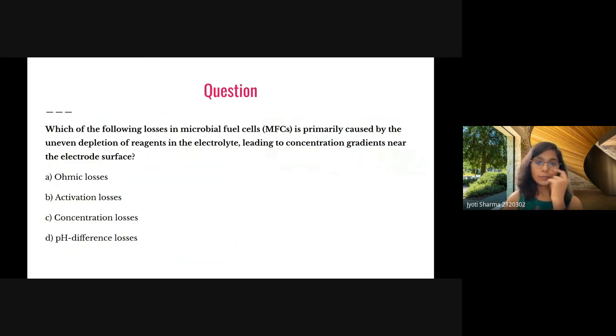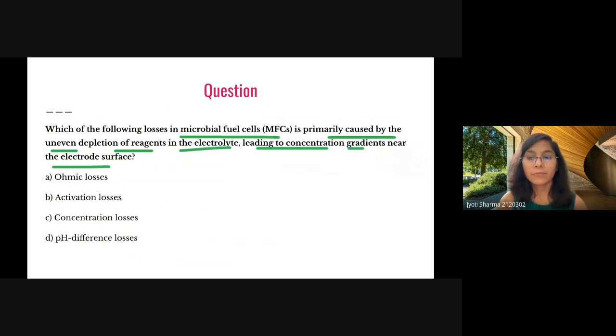Okay, so the next question is: which of the following losses in a microbial fuel cell is primarily caused by uneven depletion of reagents in the electrolyte, leading to a concentration gradient near the electrode surface? And we have four options here: ohmic losses, activation losses, concentration losses, and pH difference losses. What do you think? What is the right answer for this?